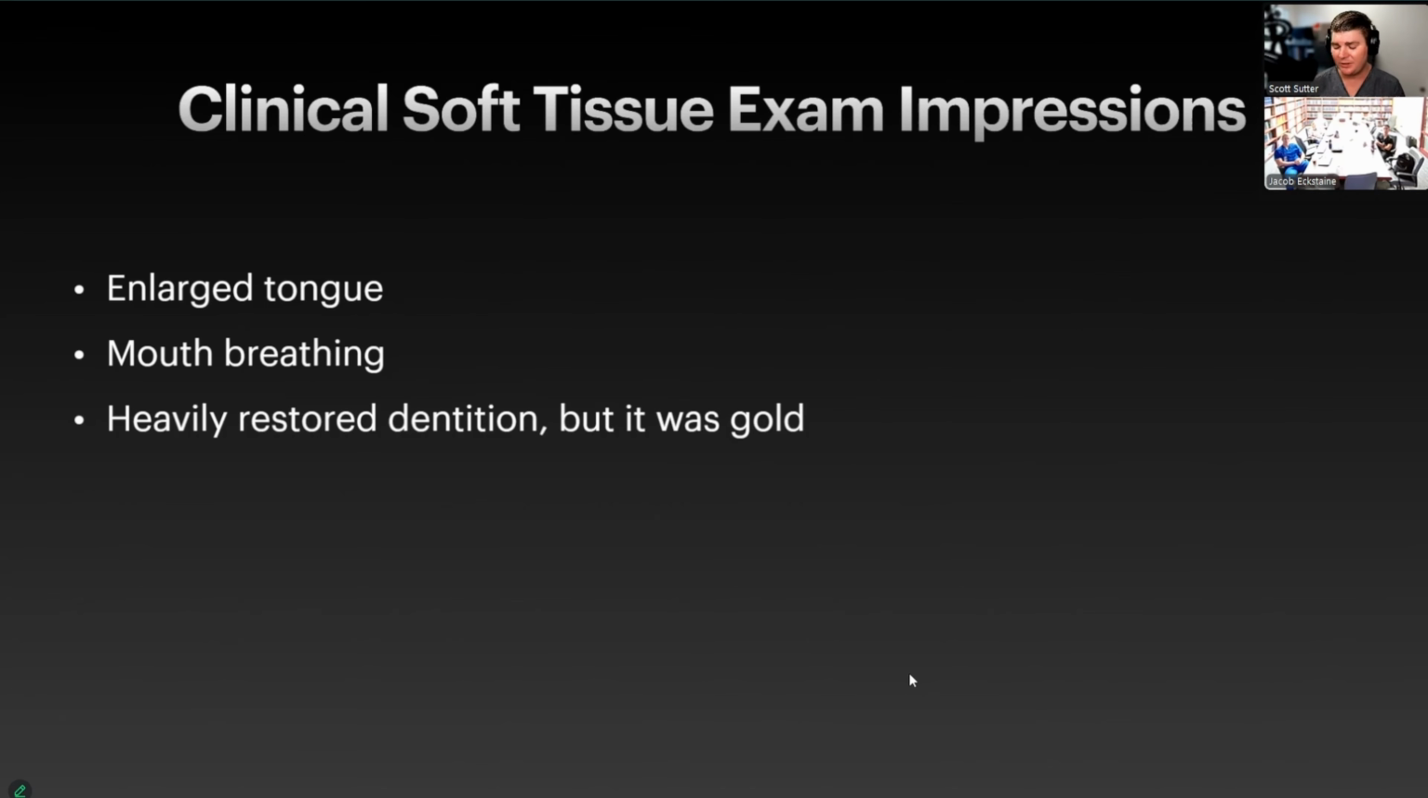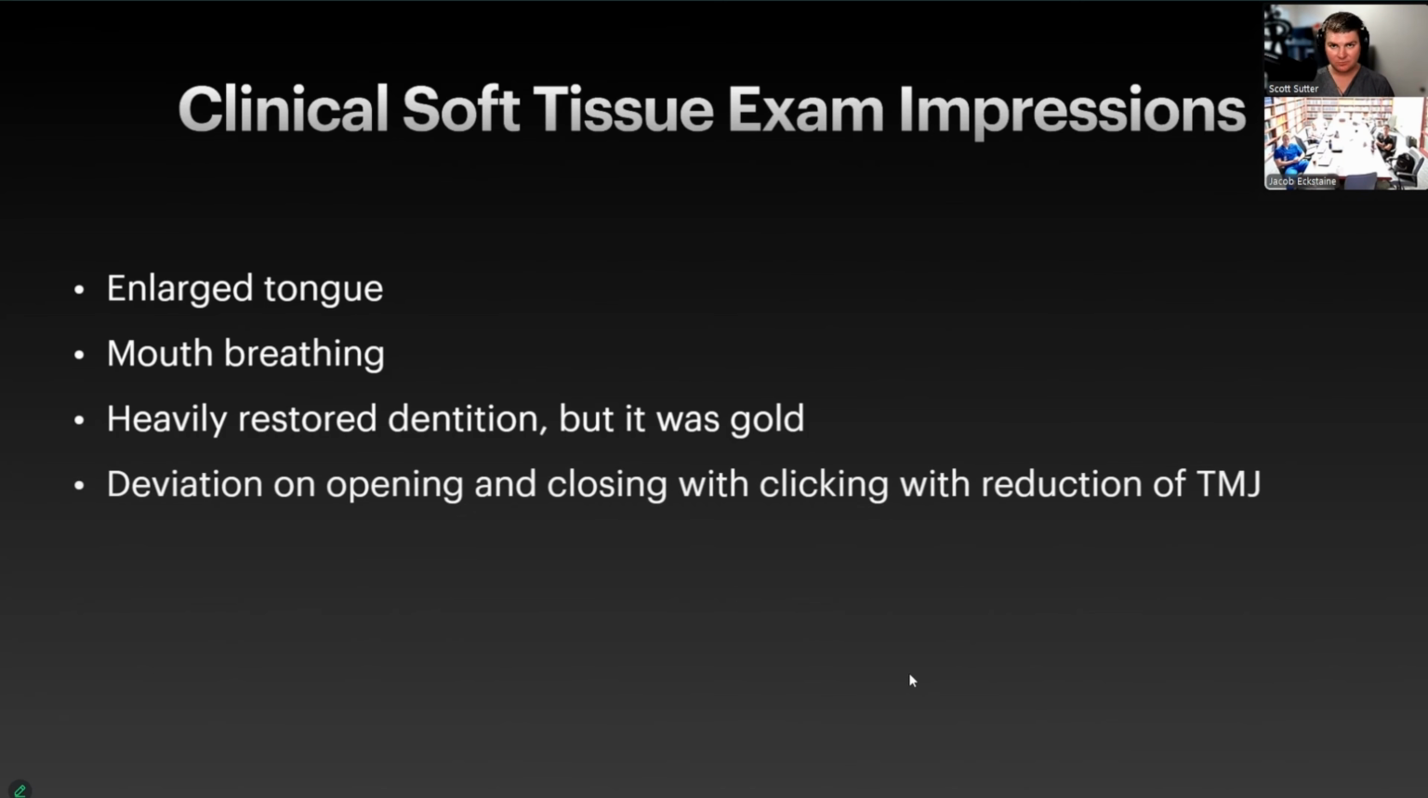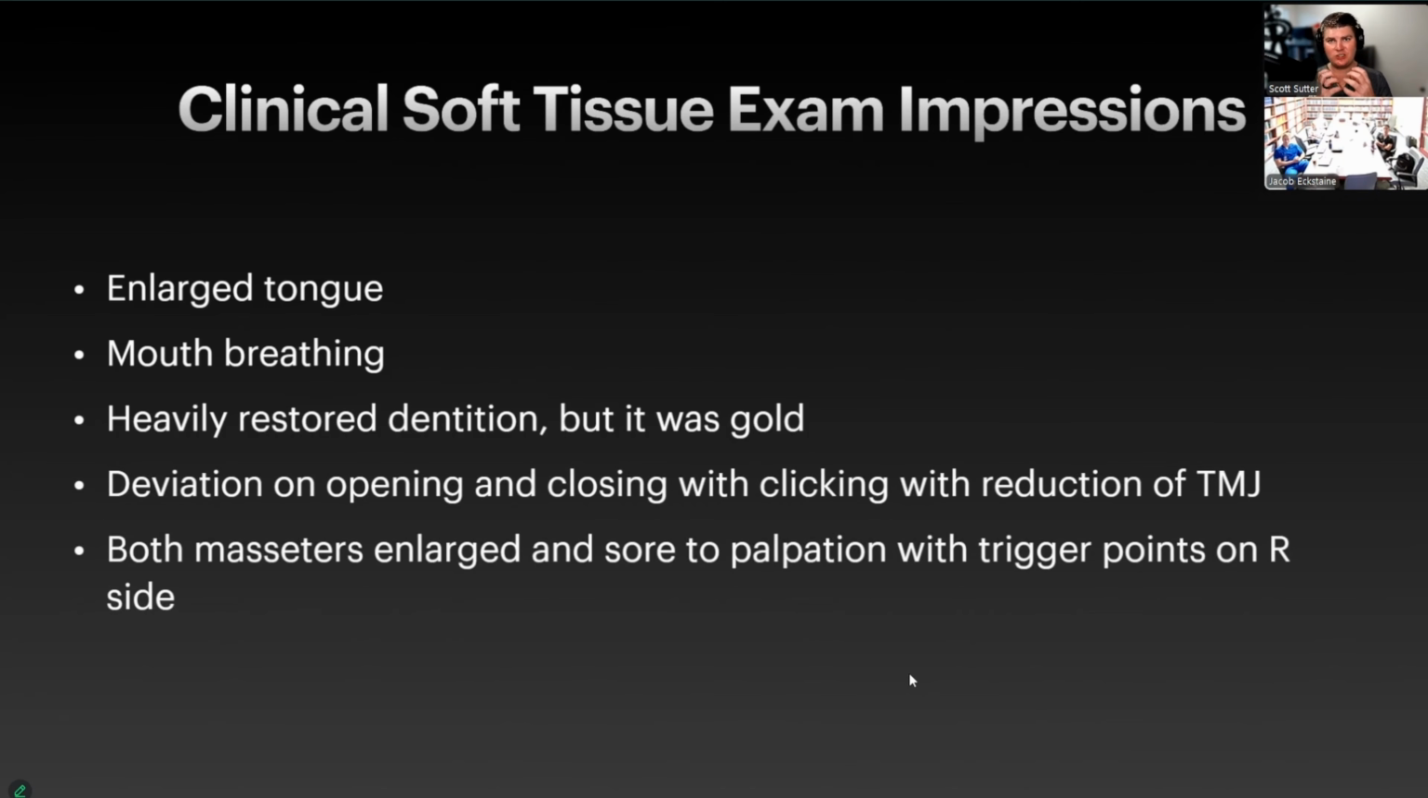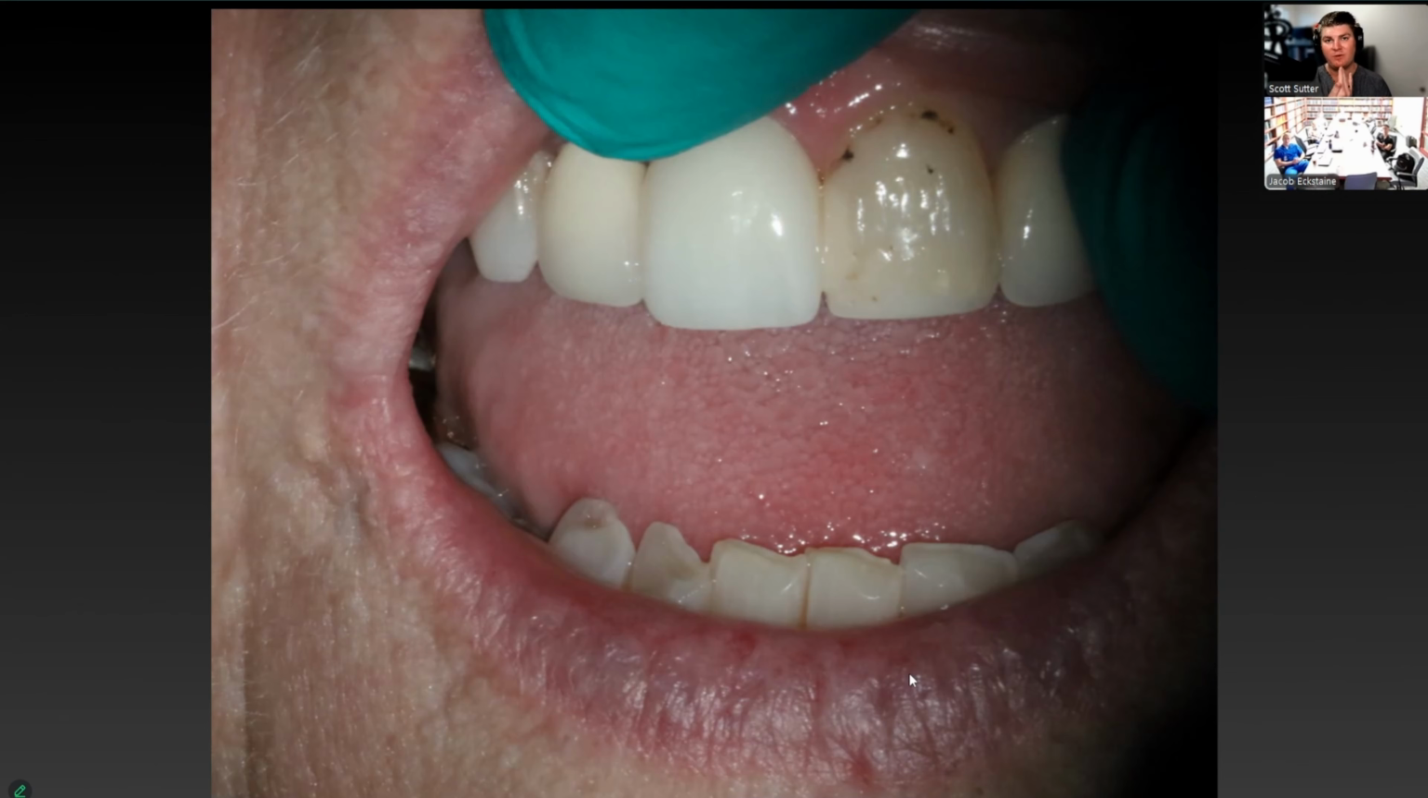I will say gold can still cause these issues, but it's much less likely to because gold's so soft, it'll deform over time. So it'll hurt for a little bit and then it will go away. When she would open, she had a decent amount of deviation and had clicking with reduction on the TMJ. Both of the masseters were very enlarged and sore, and on the right-hand side, I was able to get trigger points. Guess what happened when I pushed on those trigger points? Referred to the teeth.